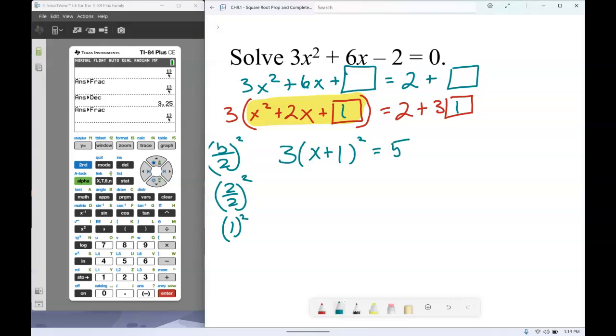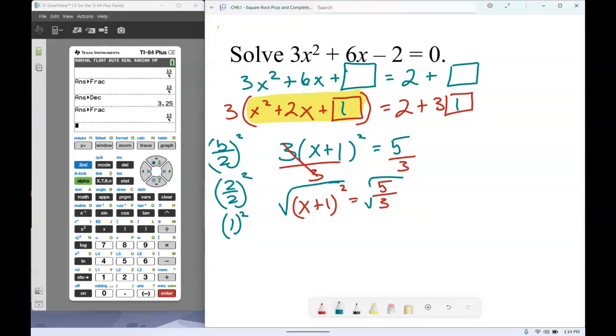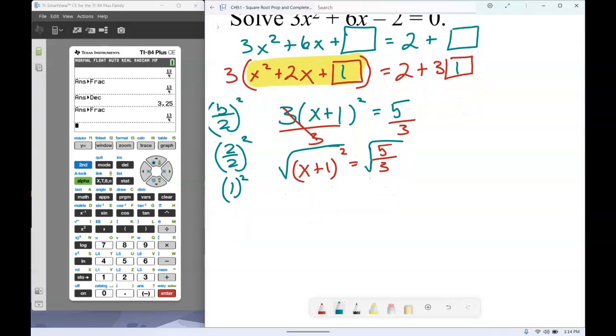Now we can solve. Is the thing being squared by itself? Not this time. What else is there? 3. The 3. How do I get rid of the 3? Divide. So now we'll divide. Divide both sides by 3. Now can I square root? Yep. What do I get on the left? What do I get on the right?